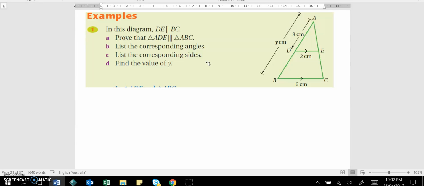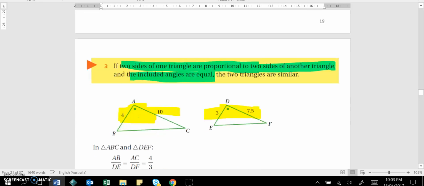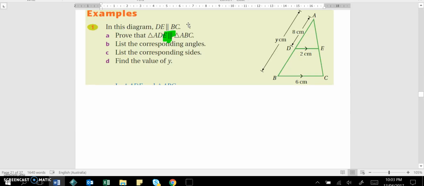Okay, so moving on to our first example. It says in this diagram, DE is parallel to BC, and you can see that with the sign given here on the 2 and the 6, and then it says prove that triangle ADE is similar to triangle ABC. Now that symbol with three vertical lines means is similar to. So you need to make sure you know that and write that down if you didn't. Then it says list the corresponding sides and the corresponding angles. Remember, those should say matching. And then find the value of y.